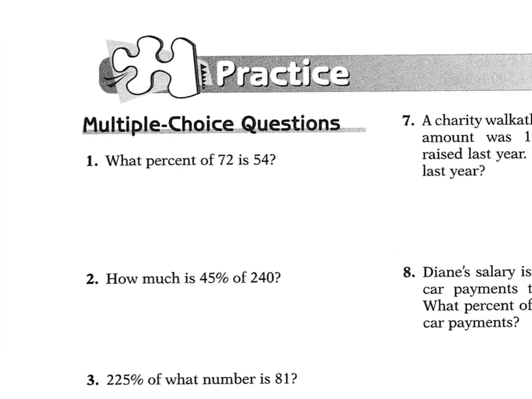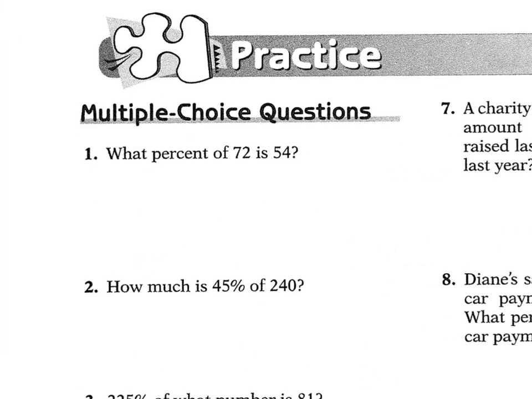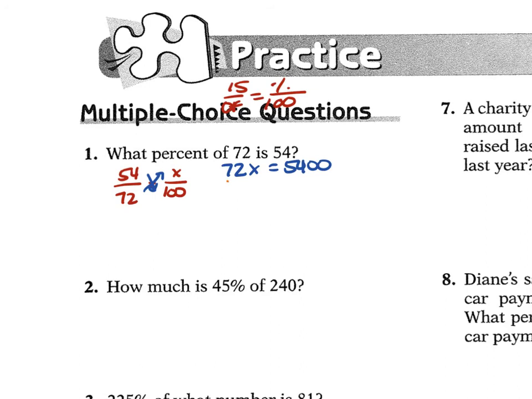For our last page, number 1, it says, what percent of 72 is 54? So we're using is over of is equal to percent over 100. So our is 54, of is 72, is equal to x over 100. So we're going to do our cross multiplication. So that's 72x is equal to 5400. We divide each side by the 72. So 5400 divided by 72 is 75%.